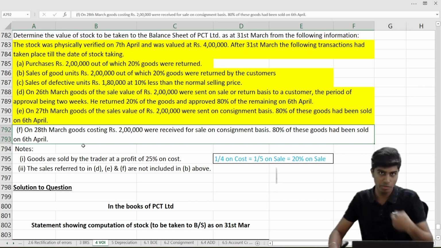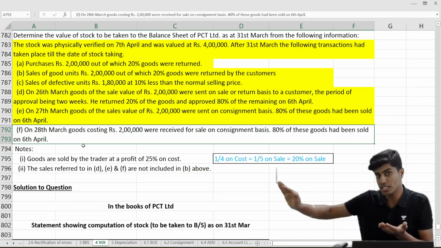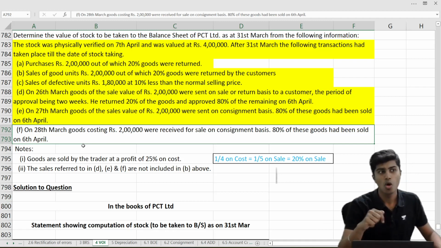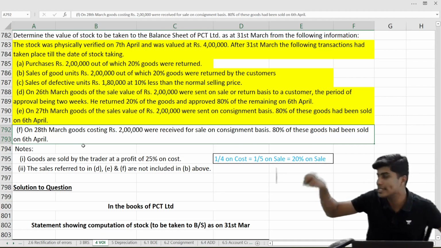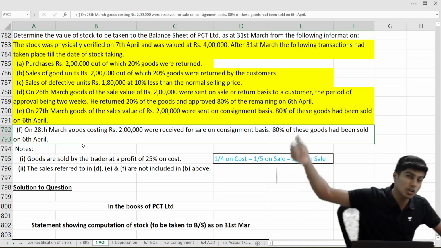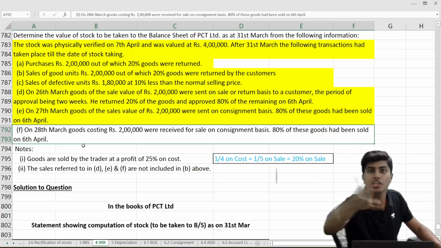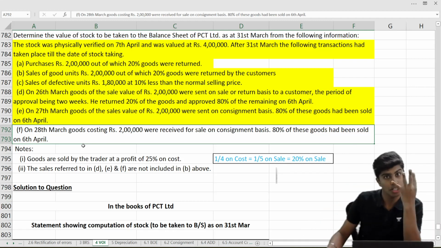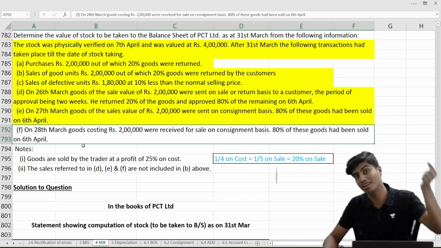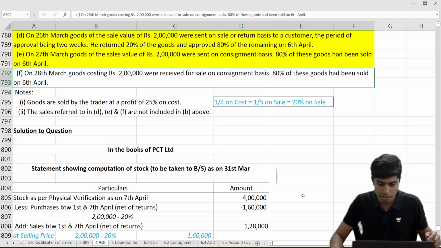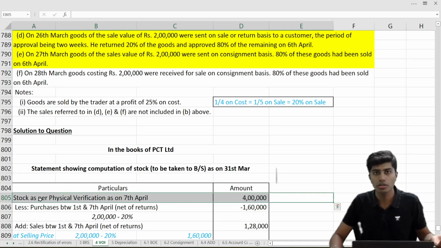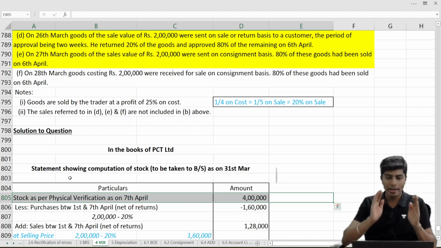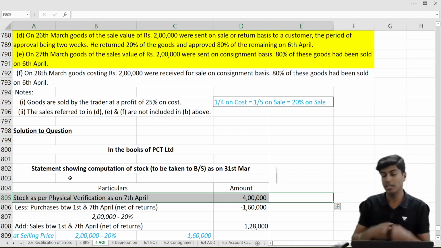2 lakh worth of goods are given by him. We have sold 80% of this. What is left with us is 20% on 6th of April. On 7th of April, when I count the stock, I would have counted 20% of such goods. What is remaining with me should not be counted. How much is 20% of 2 lakh? 40,000. 40,000 is wrongly included in our inventory of 4 lakh. It should not be. So what do we do? Eliminate, minus, khatam. Let me repeat. 2 lakh rupees is the goods received on consignment. I am the consignee.